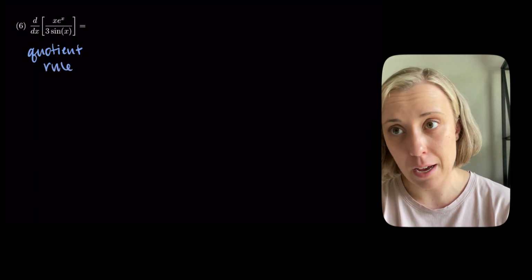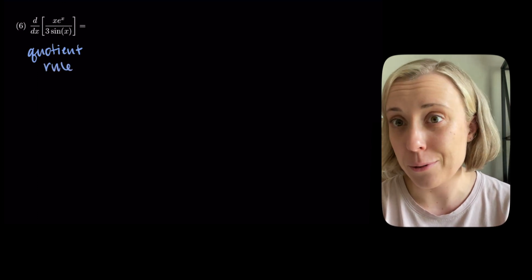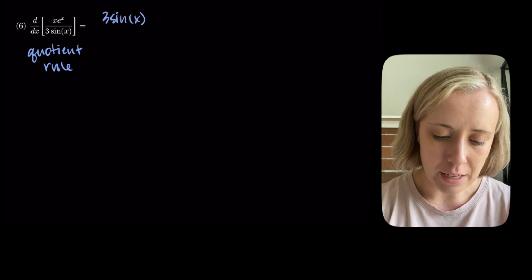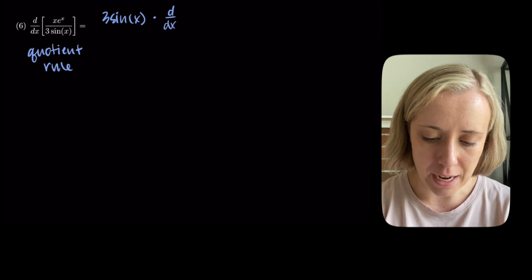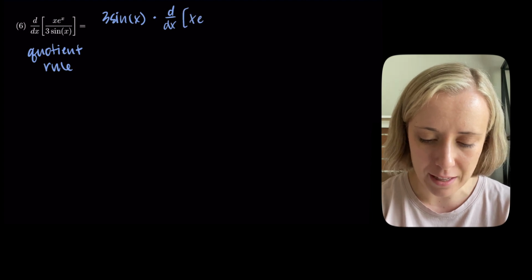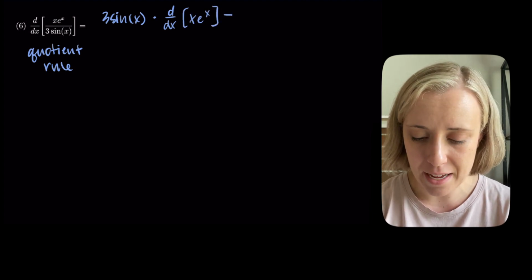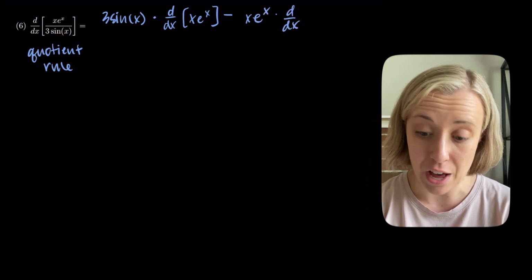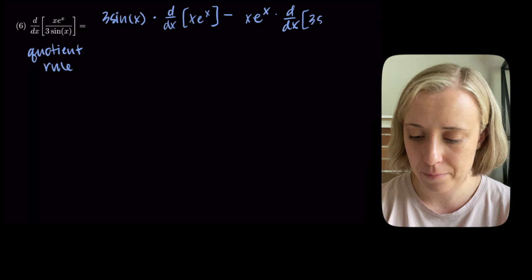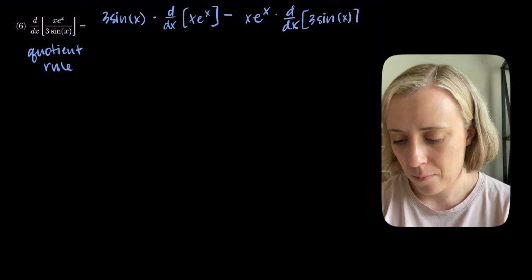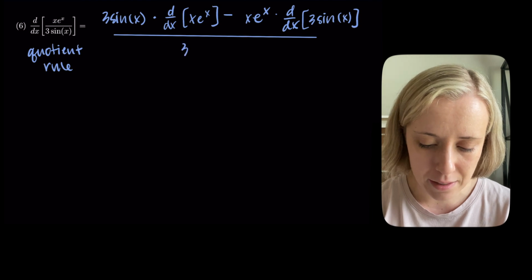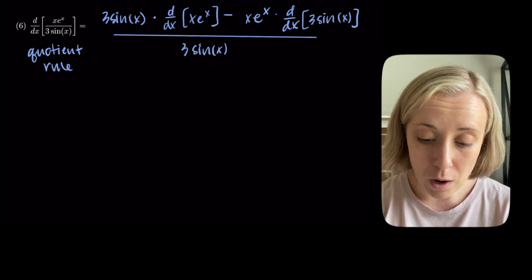Okay, low d high minus high d low all over the low squared. So low, 3 sine of x, times the derivative of the high, the derivative of x e to the x, minus high, x e to the x, d low, derivative of 3 sine of x. And then this is all over the denominator squared, so 3 sine of x quantity squared.